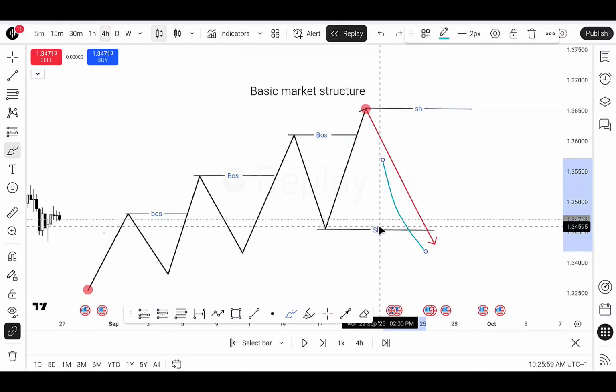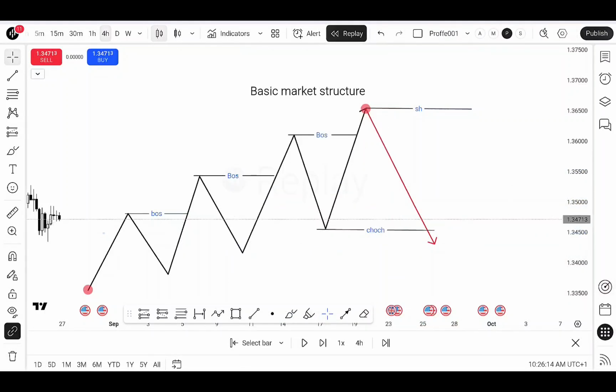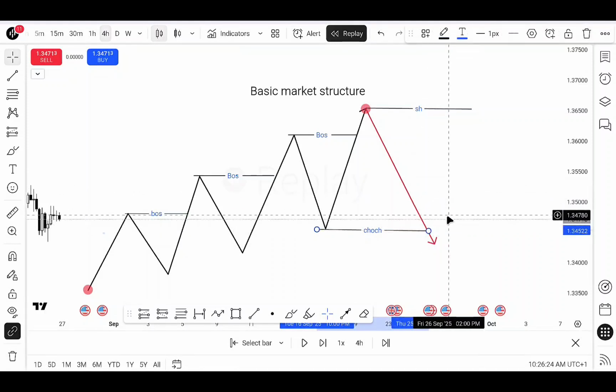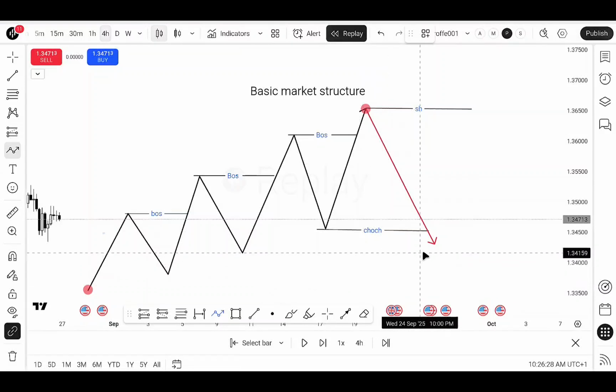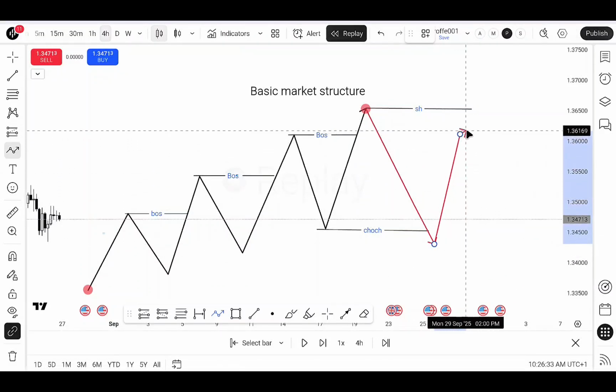All right, so we are going to indicate this immediately. This becomes what? A change of character. Change of character is represented by CHoCH, which is very, very normal. It's just an abbreviation, right? It shouldn't confuse you. This becomes a change of character. So after the change of character, what are we looking for in the market? It's very, very simple. 90% of the time, we are looking for what? A pullback to this place now.